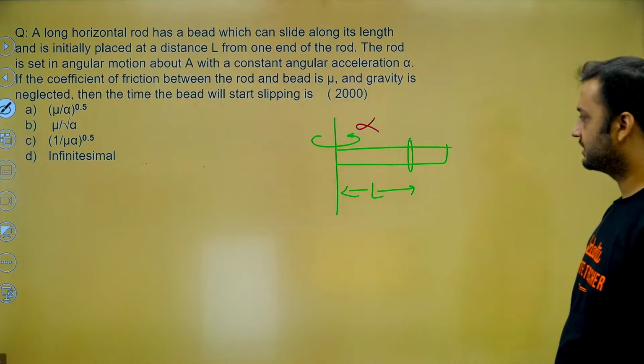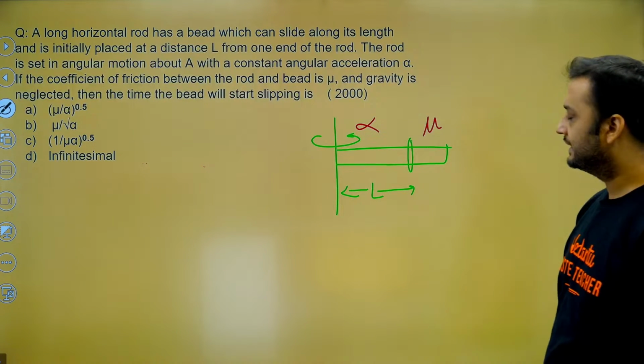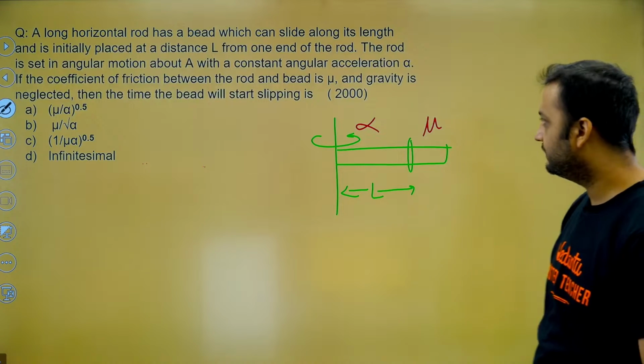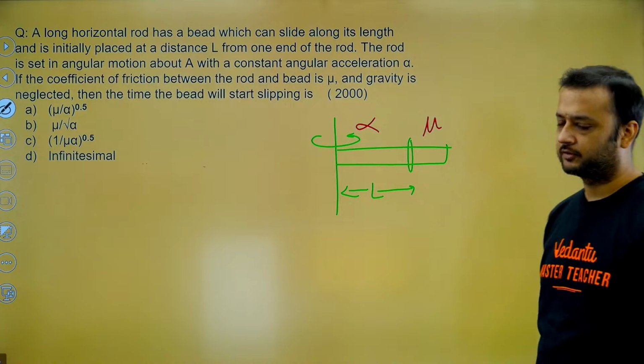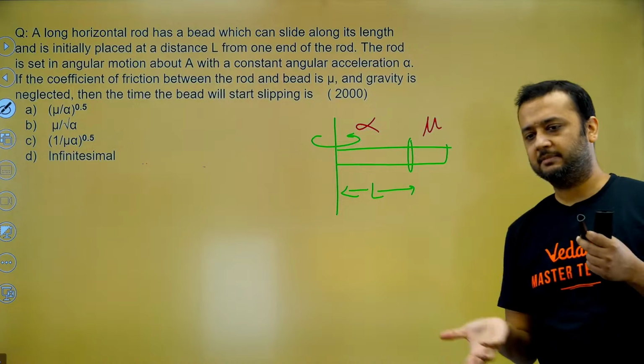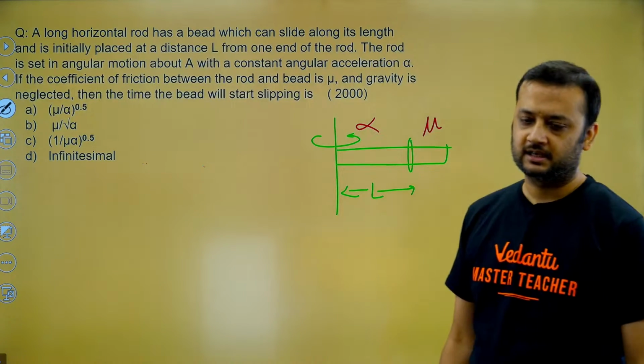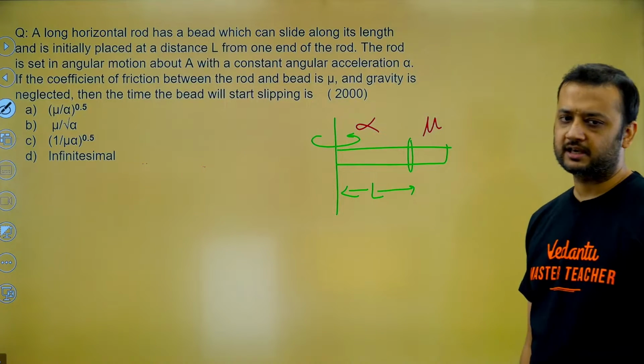The coefficient of friction between rod and the bead is mu, and the gravity is neglected. Then find the time after which the bead will start slipping. What is happening here is that you are rotating the rod and you have to find the time after which the bead will start slipping. This is what they are asking.